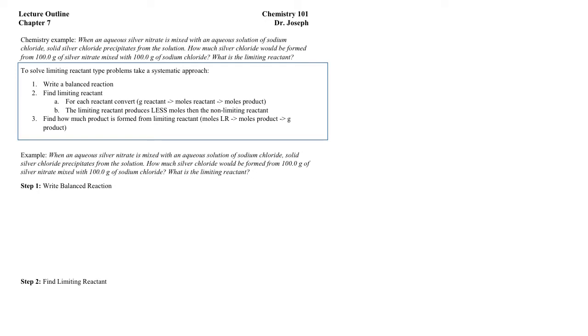So we go through the process we've already seen, where we take the grams of the reactant, convert it into moles of reactant, and then turn that into the moles of product. The limiting reactant is simply the reactant that produces fewer moles of the product than the other. Once the limiting reactant has been established, it's an easy matter to find out how much product is formed from that limiting reactant. You simply convert the moles of product that would be formed by the limiting reactant into the grams of product using the molar mass of that material. So let's apply this method to this example problem that I have here.